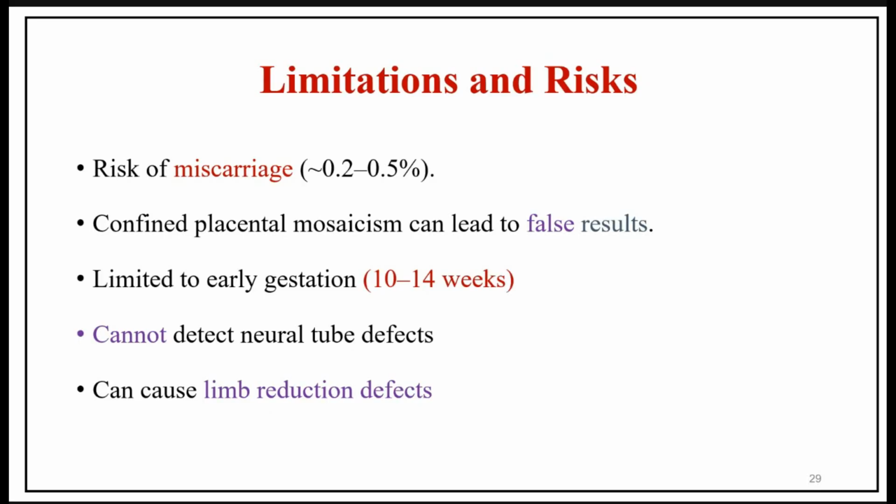Limitations and risks for chorionic villus sampling are that there is a risk of miscarriage, then false results can be obtained because of confined placental mosaicism. It is limited to early gestation of 10 weeks to 14 weeks. It cannot detect neural tube defects. Of course, there's a biopsy, so it cannot detect neural tube defects, and it can cause limb reduction defects.